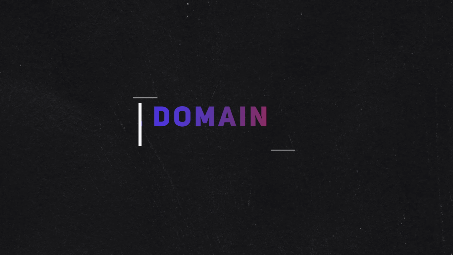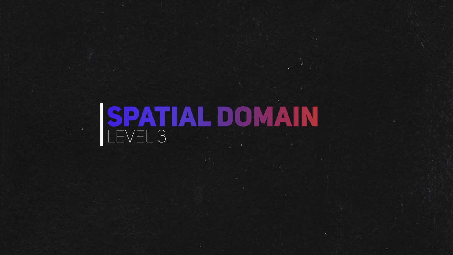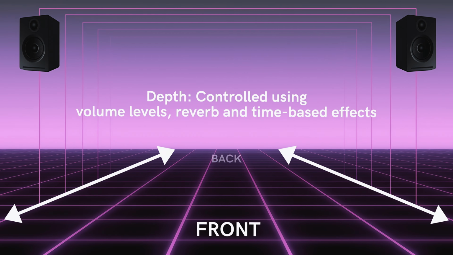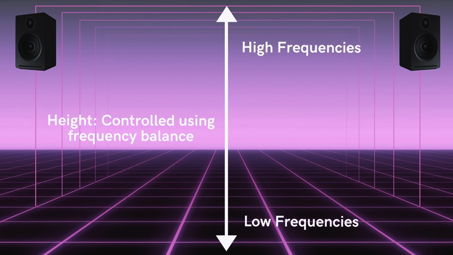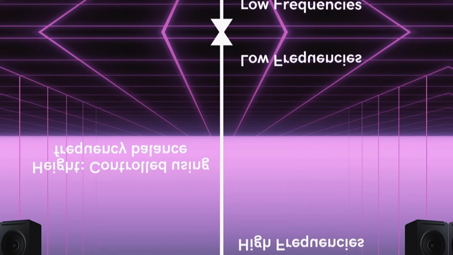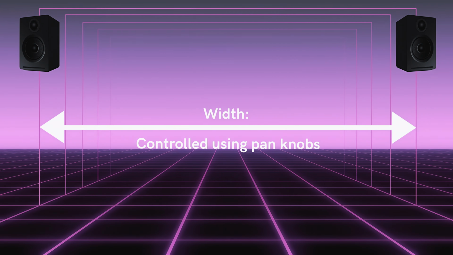The 3rd level is the most important domain, yet it's often the most underutilized. The spatial domain covers both the left and right, as well as the front to back areas of your mix. Technically, there's also an up and down domain, but that's beyond the scope of this video since achieving it requires specialized binaural plugins. Panning and other stereo effects control the left and right domain.